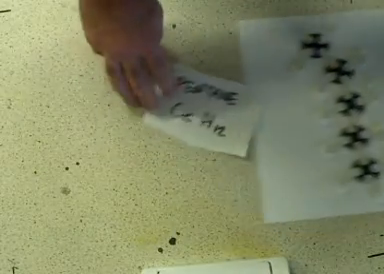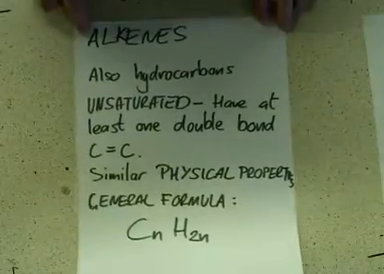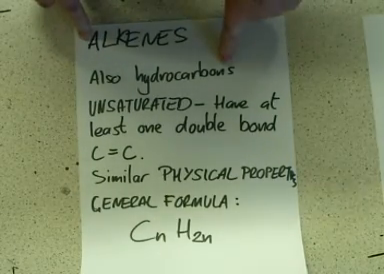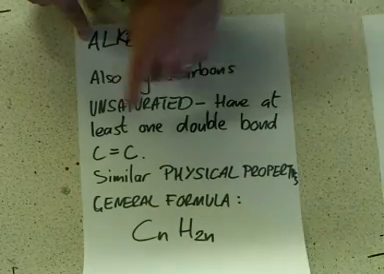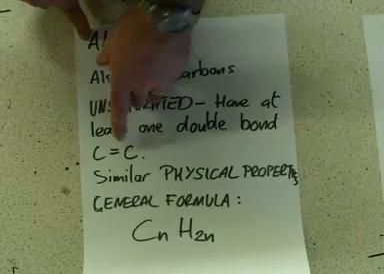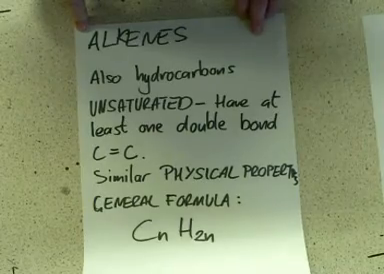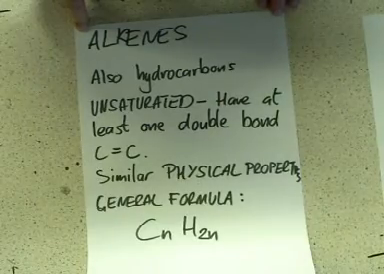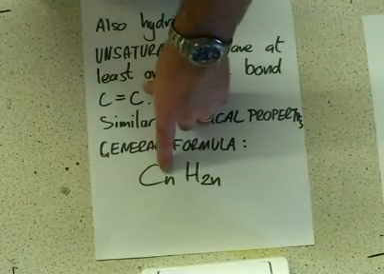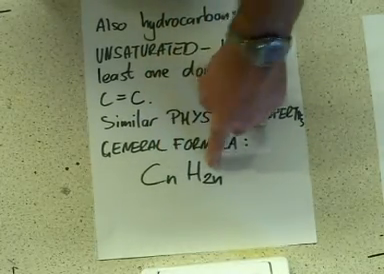Okay, the next group of chemicals we're going to look at are the alkenes. The alkenes differ from the alkanes, but they're very similar in that they're also hydrocarbons. They differ because they are unsaturated, which means they have at least 1 double bond between 2 of the carbons. Because of this, the first member of this group is actually ethene, because you can't have an alkene with only 1 carbon in it. They have similar chemical properties to the alkanes, and they have a general formula CnH2n, where for every carbon you've got, you have twice as many hydrogens.